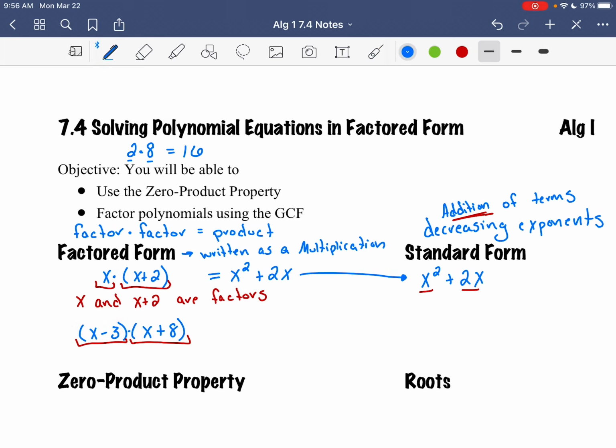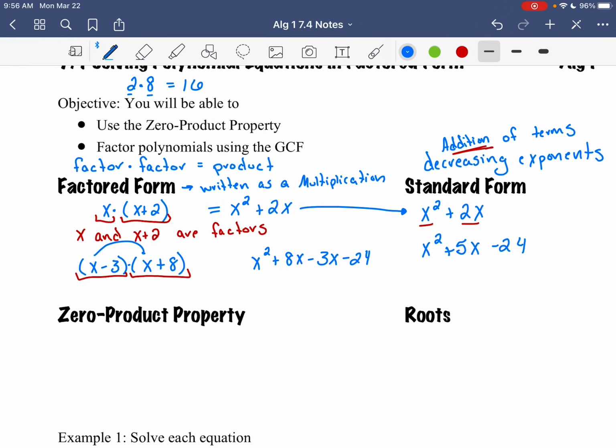But now I can write this in standard form by distributing. So I would distribute the x's. So I'd have x squared plus 8x minus 3x minus 24. So then in standard form, when I put together like terms, x squared plus 5x minus 24. So there it is in standard form. Okay. So I can write it in factored form or I can write it as standard form. The reason we like it in factored form is because we can then use the zero product property to solve.